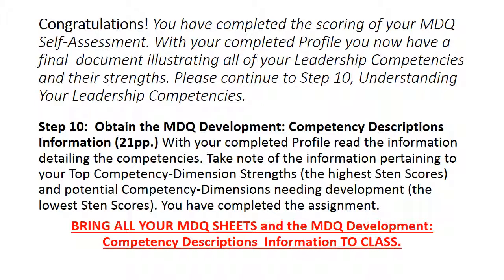You want to take note of the information pertaining to your top competency dimension strengths. These are your highest STEN scores, 9s and 10s, and your potential competency dimensions needing development, your lowest STEN scores of 1, 2, or 3. Once you have read through the description information and identified your highest STEN scores and your lowest STEN scores per the competencies, you have completed this assignment.